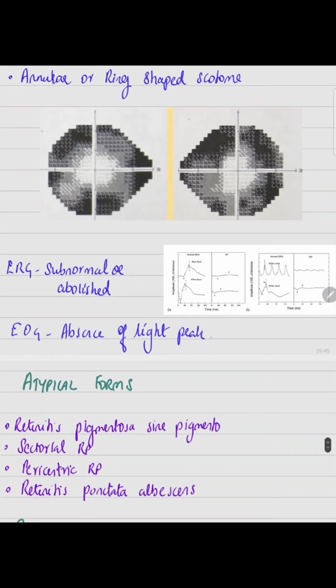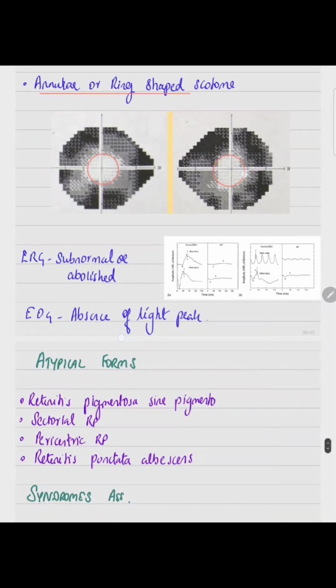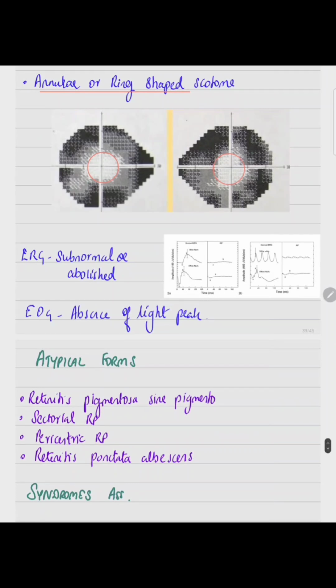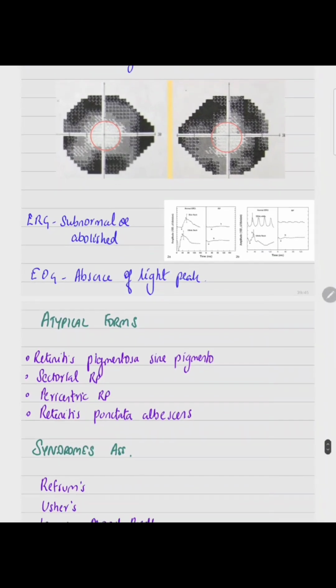Now there is an annular or ring-shaped scotoma in the typical visual field defects. It is present in the initial phase. Later only central vision is left, that is tubular vision.